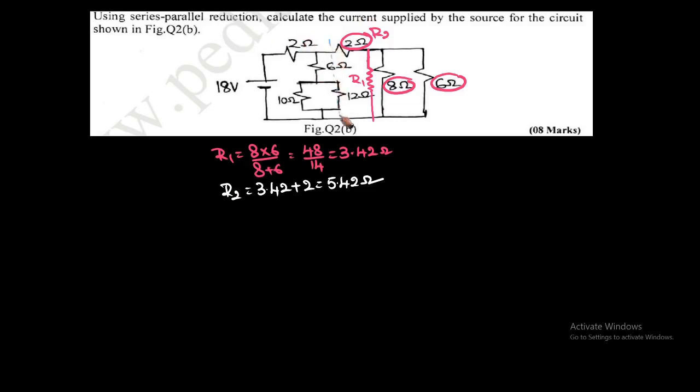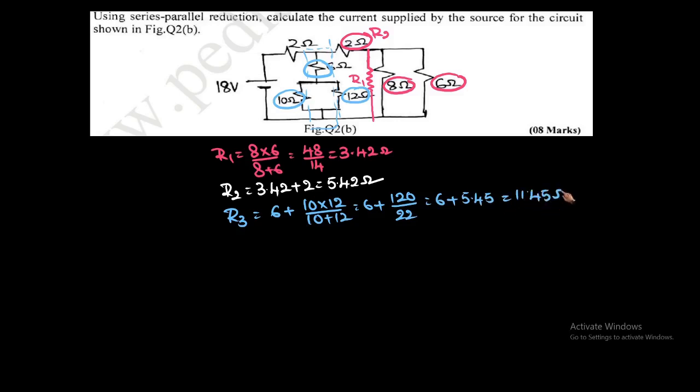Now if you observe this branch, these two are in parallel. Let us consider this entire thing as R3. R3 is equal to 6 ohms in series with the parallel combination of 10 and 12, that is 10 into 12 divided by 10 plus 12. So 6 plus 120 divided by 22, that is 6 plus 5.45. How much is that?